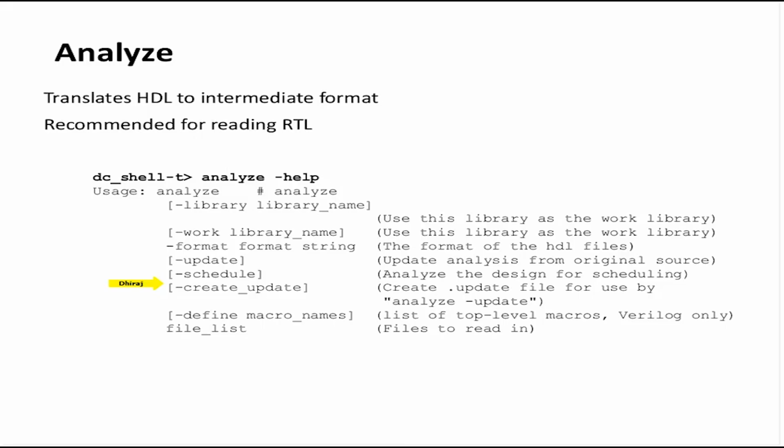Using this -define macro, you could say -define 0, and correspondingly Design Compiler will parse that, and it will assign the register value to 0. This is very similar to the preprocessor directive of C.